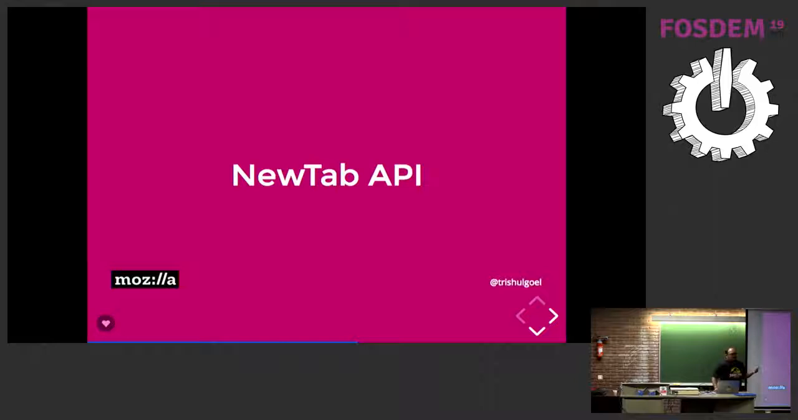New tab API. This API lets you do one single thing: change your new tab page. You can create an HTML page, maybe anything you want, maybe just simple text, and plug it here. It will replace the stock new tab and put your HTML page into it.